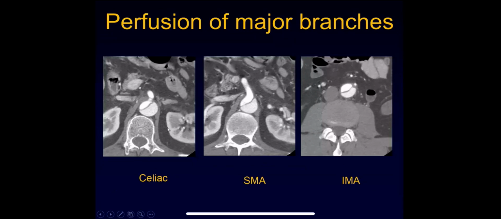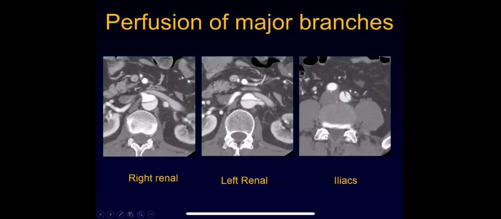And when we go down, we see that the celiac comes off the true lumen, and so does the SMA and IMA. And the right renal artery arises from the true lumen, whereas the dissection flap extends into the left renal artery. So when you're looking at the perfusion of both the kidneys, you can see that there is slow flow in the false lumen. Hence, the left kidney appears less dense or less perfused than the right, but if you were to image later, it would show good perfusion.